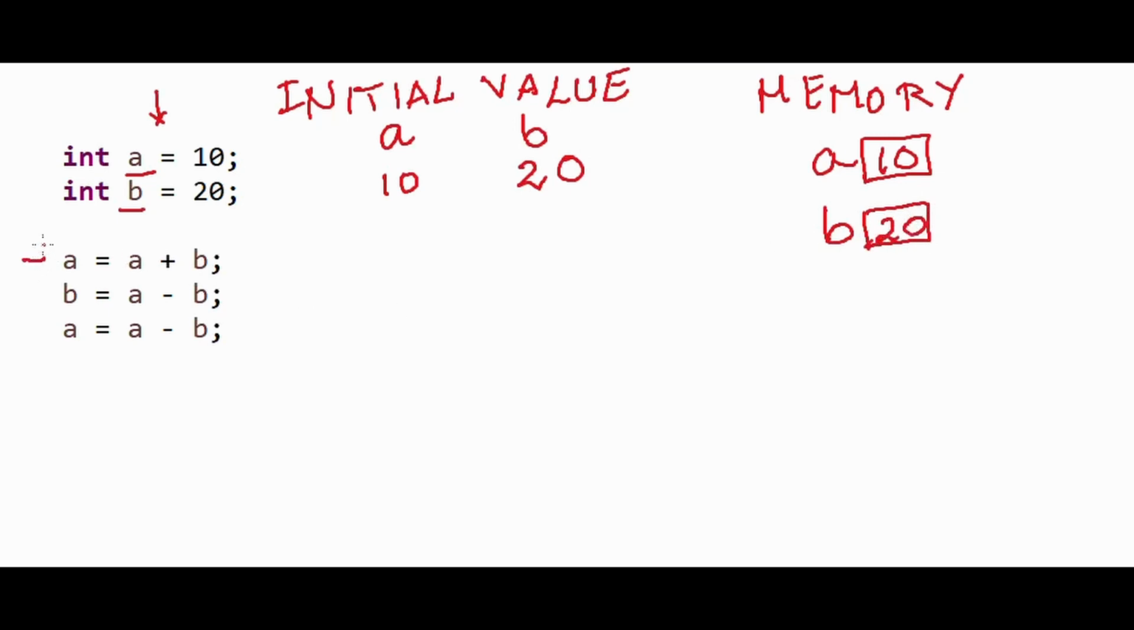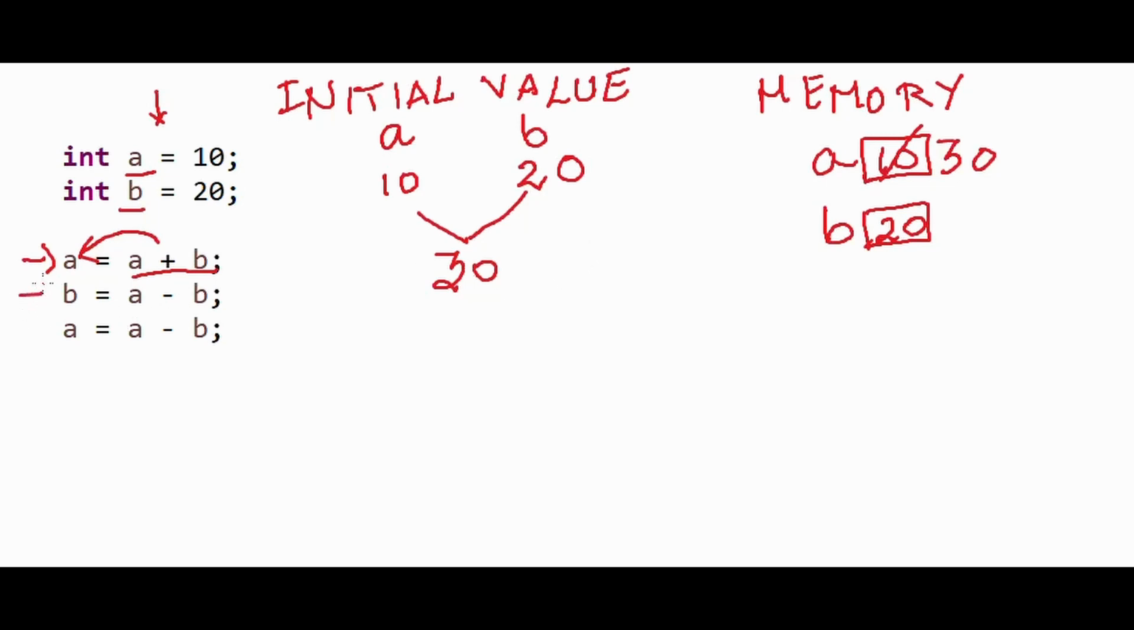Now in this particular line, we are adding both the values. So 10 and then 20 are getting added and then we are getting 30 and then we are storing that 30 in A. So A existing 10 will be destroyed and then it will be replaced by 30 in the memory. So now we have to understand that A holds the value A plus B, the sum of two variables.